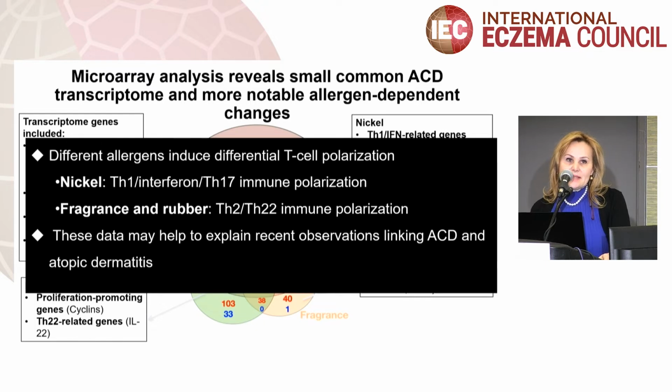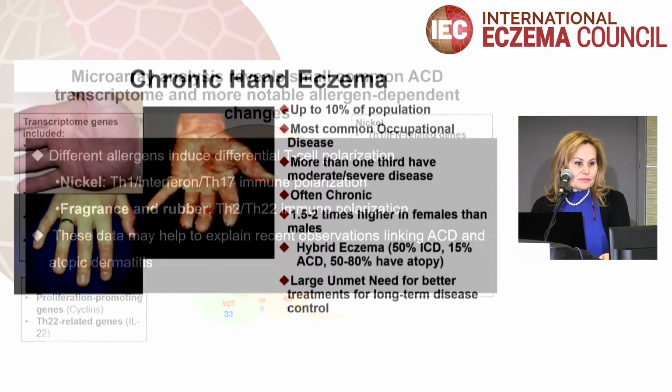And I think this data helps a little bit to explain the observations linking ACD and atopic dermatitis. Patients with atopic dermatitis have higher rates of allergic contact dermatitis, but the responses don't have as much intensity as if you do not have atopic dermatitis.